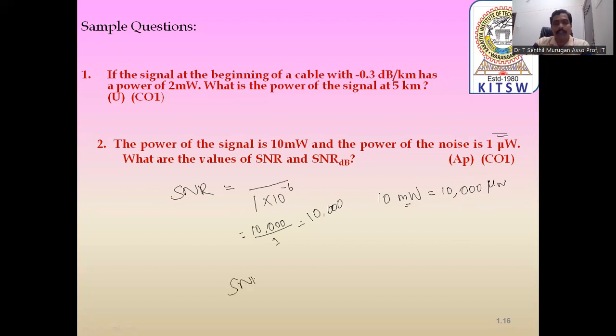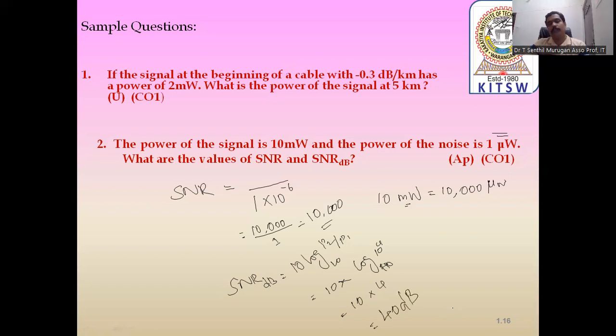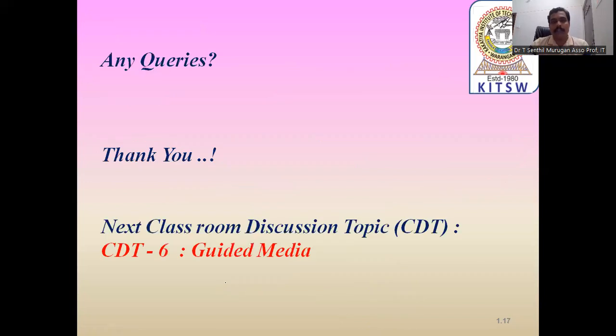SNR in decibels, what is the answer? We calculate 10 log of P2 by P1, so 10 into log of 10,000. Here 10,000 is 10 power 4, so 10 into 4, totally 40 decibels. Like this we can find the value.